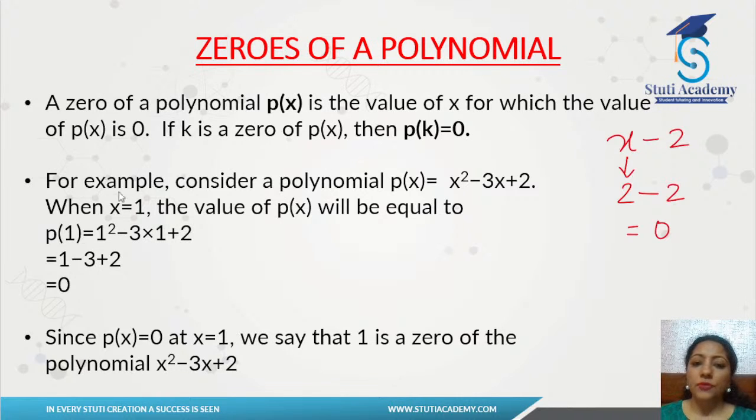For example, we have a polynomial p(x), that is x square minus 3x plus 2. And if we put x is equal to 1 here, I'm going to replace x by 1. So I'm going to get p(1) as 1 square minus 3 into 1 plus 2. So 1 square can be written as 1, minus 3 into 1 will become minus 3, and plus 2 we've copied as it is. Now we can see 1 minus 3 plus 2 will give us 0. So we are getting p(1) is equal to 0. That means x is equal to 1 is making this polynomial 0, so we can conclude that 1 is a zero of the given polynomial.